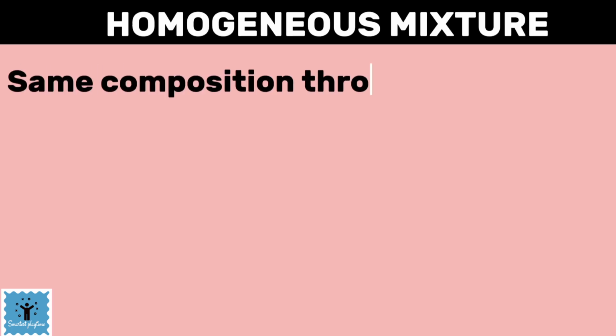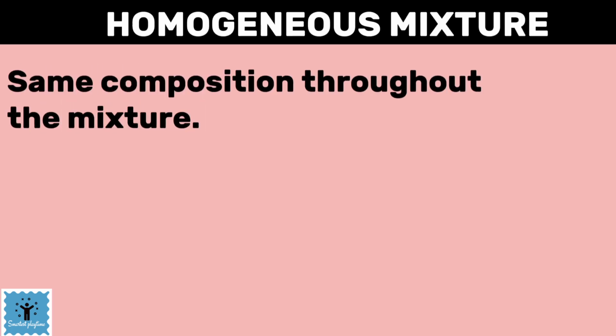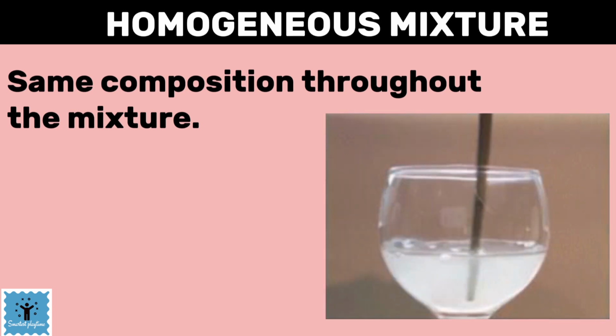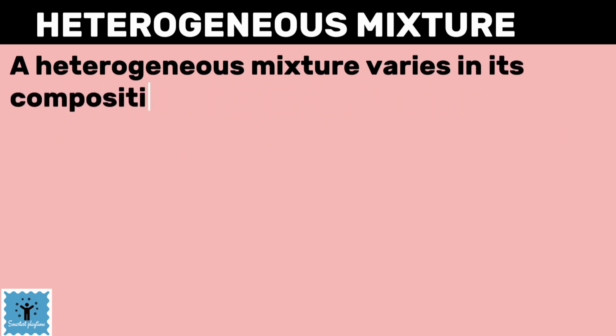Homogeneous mixture has the same composition throughout. For example, salt water. In salt water, if you take any sample, the composition will be same. Second category is heterogeneous mixture. Heterogeneous mixture varies in its composition.